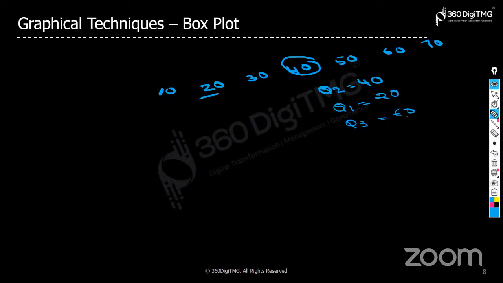I'm taking the center one. Q1 is 20 and Q3 is 60. Now, how to calculate the minimum? Minimum is equal to Q1 minus 1.5 into IQR. So IQR is nothing but Q3 minus Q1. So IQR is equal to 40, since 60 minus 20 is 40.